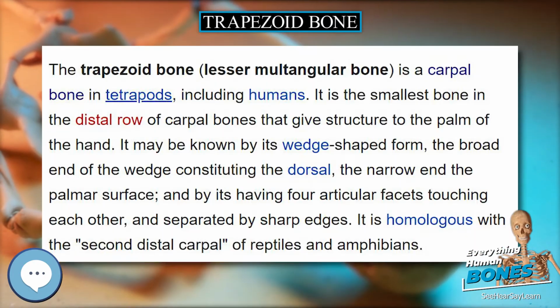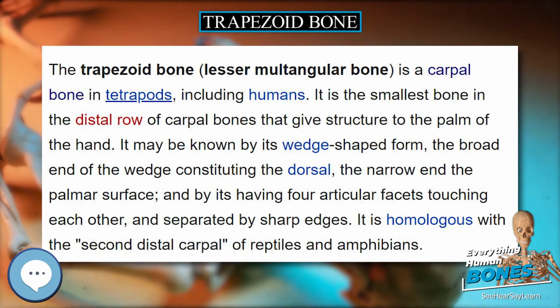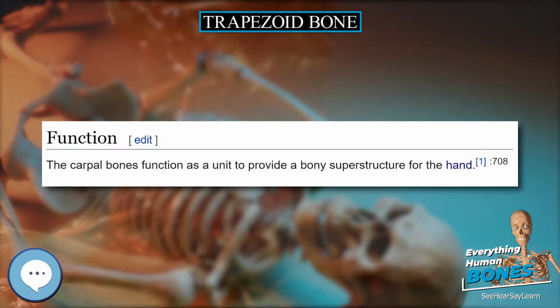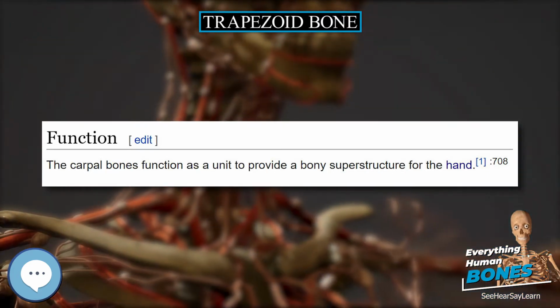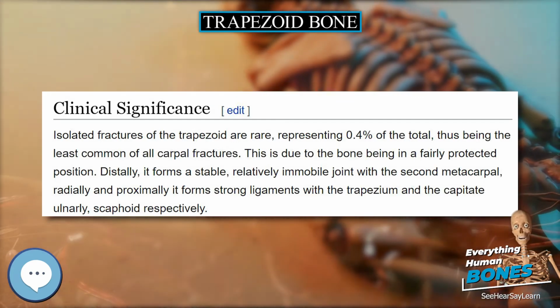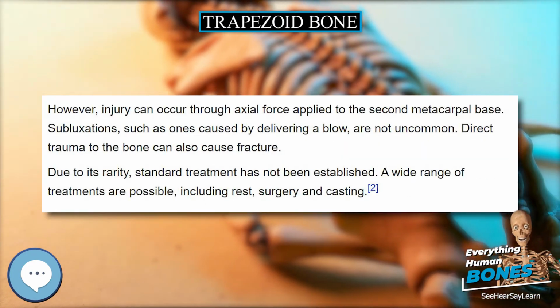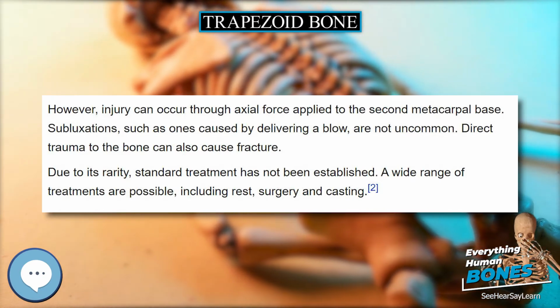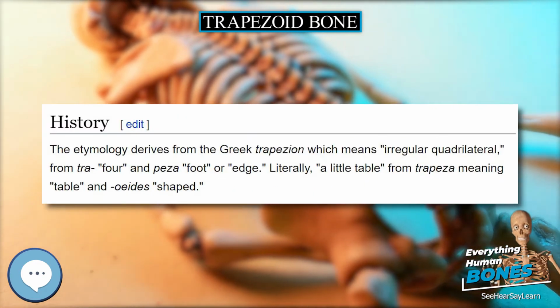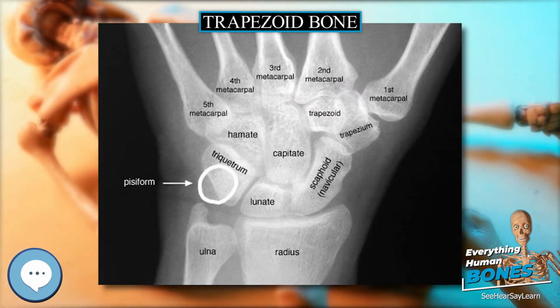It is convex from side to side, concave from before backward, and subdivided by an elevated ridge into 2 unequal facets. The dorsal and palmar surfaces are rough for the attachment of ligaments, the former being the larger of the two. The lateral surface, convex and smooth, articulates with the trapezium. The medial surface is concave and smooth in front, for articulation with the capitate, rough behind, for the attachment of an interosseous ligament.